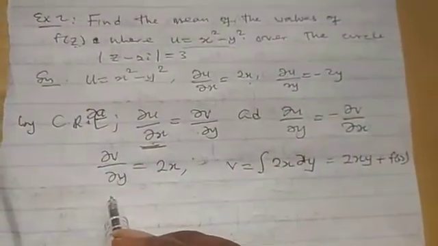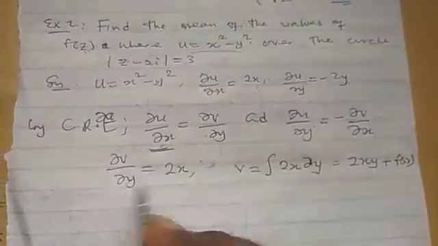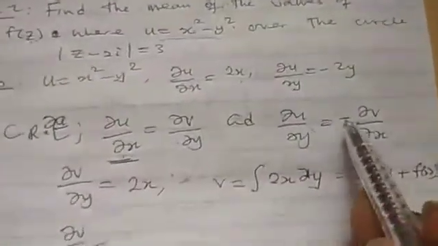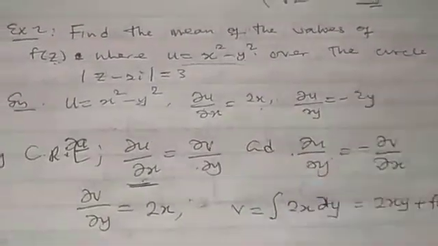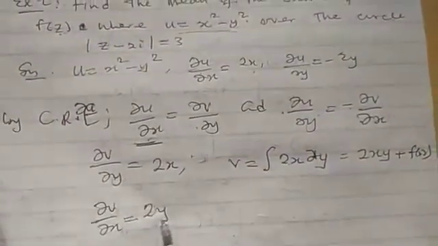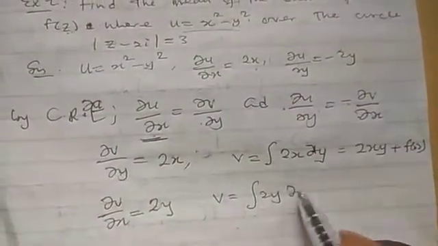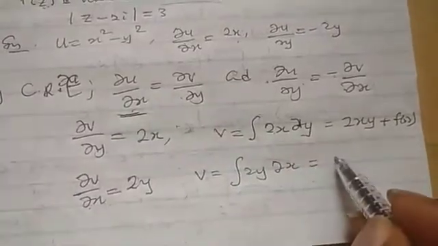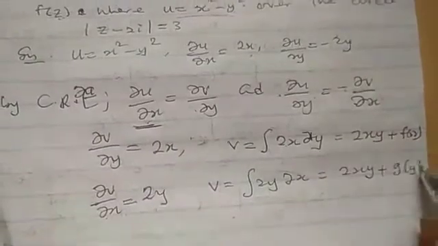Also, we need to find the second one. Here, we say that dv/dx is equal to, if you transfer this minus, minus du/dy. And this is our du/dy. The du/dy already is a minus, so it will just become plus 2y. And we'll differentiate it as well. This is 2y, now with respect to x. We integrate with respect to x. So this is also 2xy plus g of y.